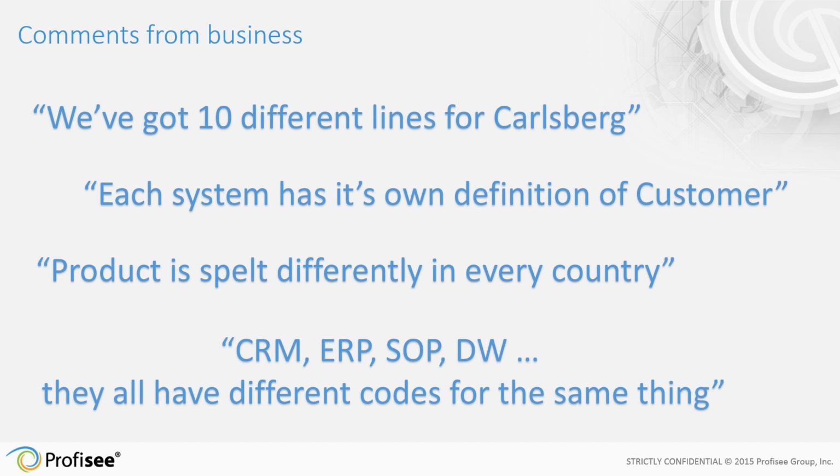Each system within their business had a different definition of a customer. They all talked about the same customer, but because they had different types of system, the customer was entered in a different way everywhere. Things like the product. The product is spelled differently in every country.